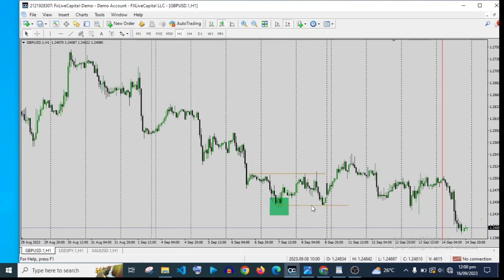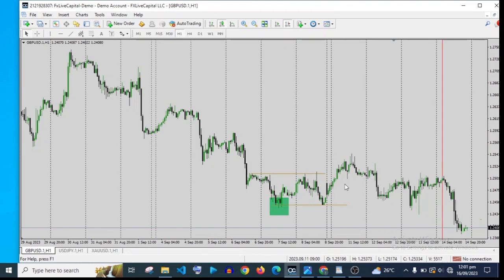Price actually closed below the body of this other one, but did not close below the wick, so this is not valid yet. But then the price went up and broke this high right here, closed above it with this bullish candle here. So now we can call this a change of character.